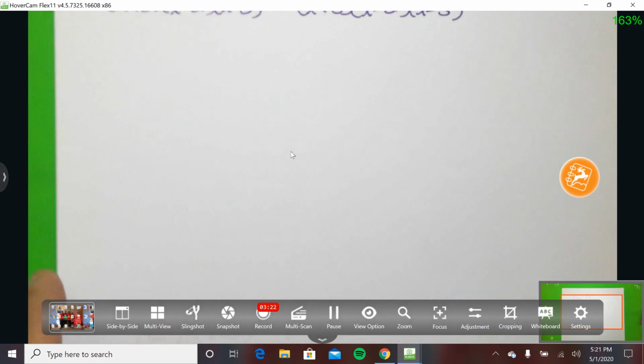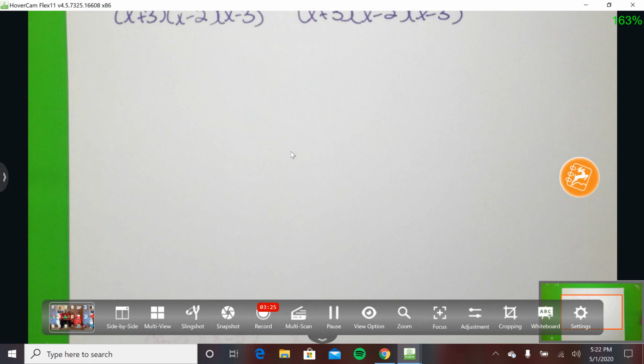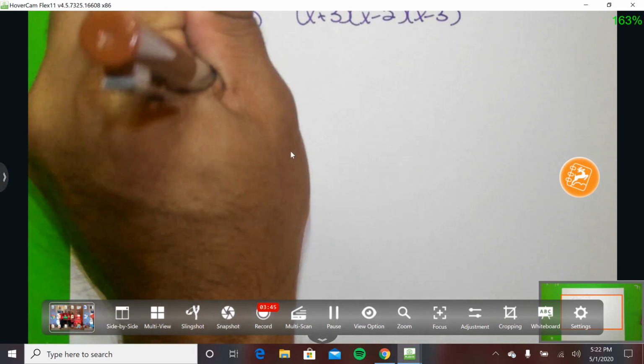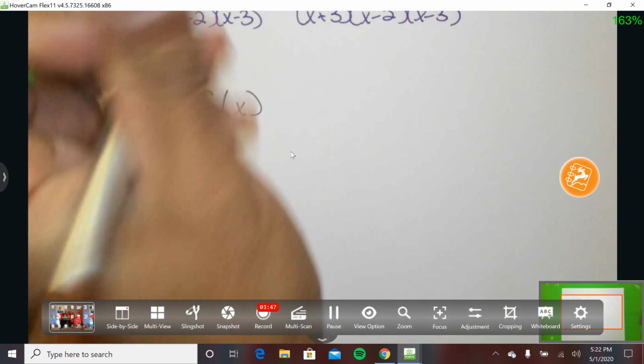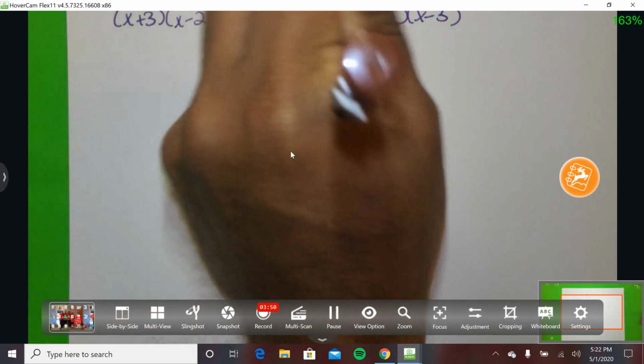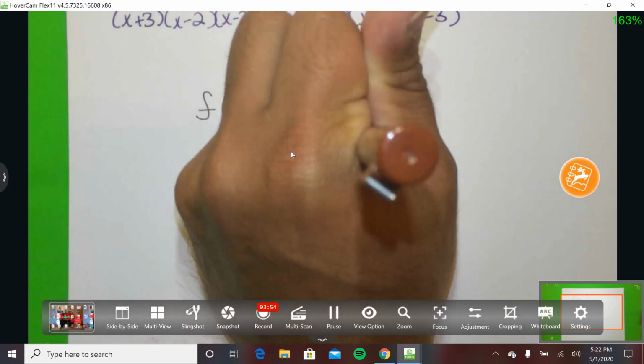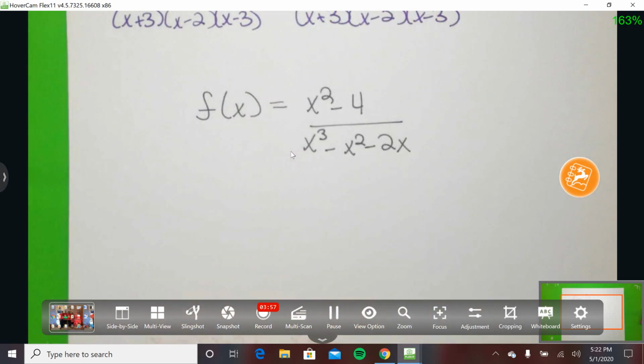Alright, moving on to the next one. Let me look at it on my phone right quick. I'm going to skip the one that I have here because I'm going to save that one for the last one. Let's look at this one that says, which statement is true about the discontinuities of the function? So you have the function right here: f of x is equal to (x squared minus 4) over (x cubed minus x squared minus 2x).